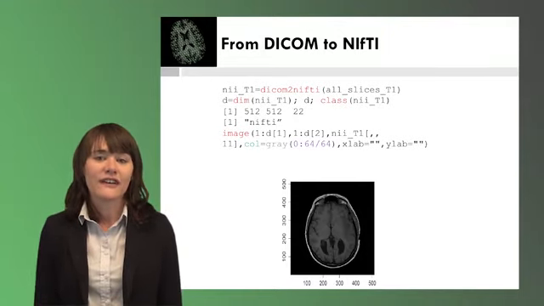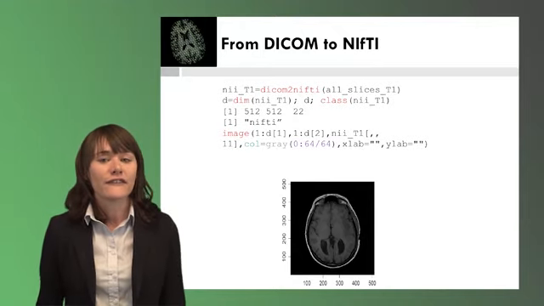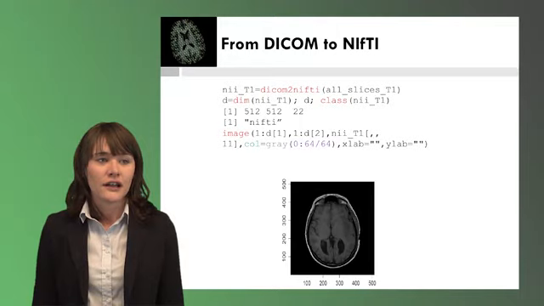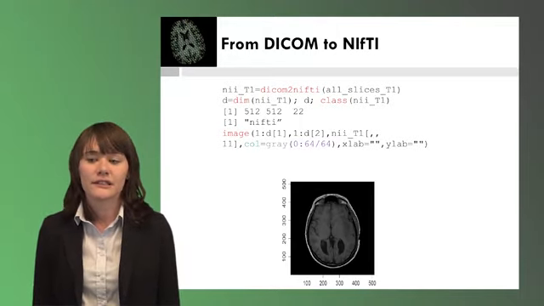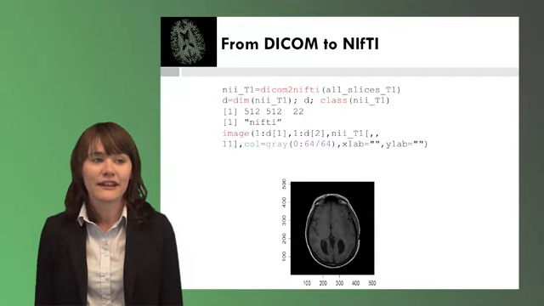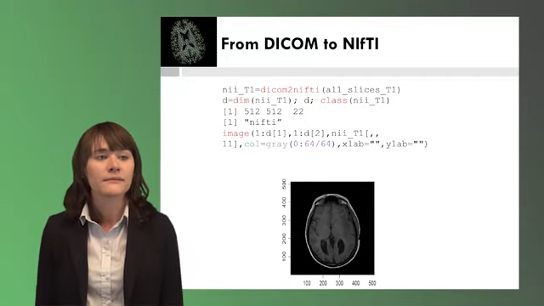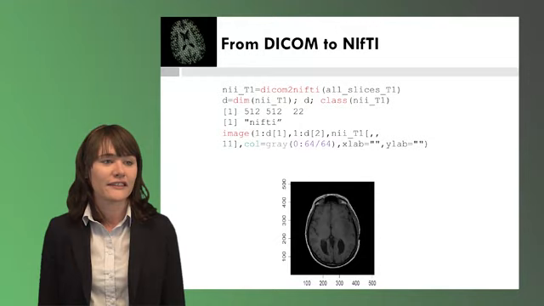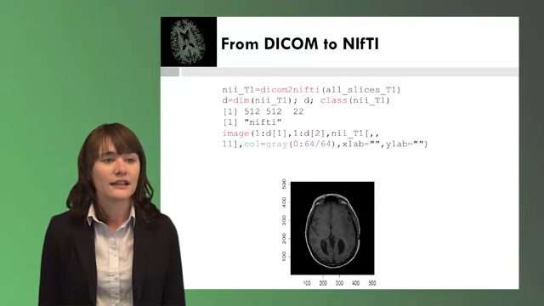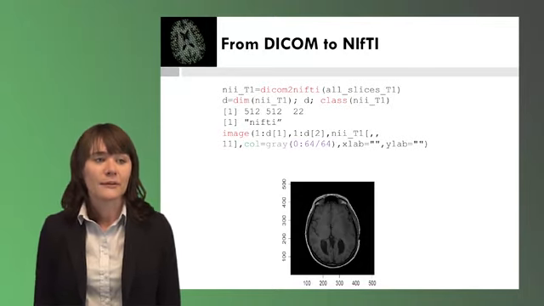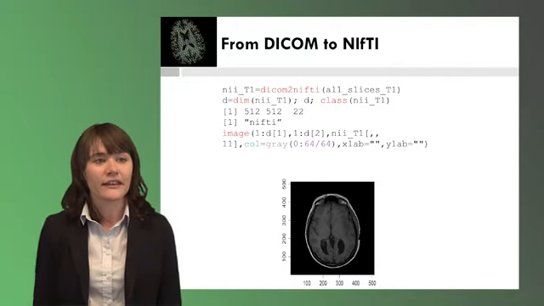If we look at the dimension of nii_T1, we see that this is 512 by 512 by 22. So now we have 22 slices together for our image. And then if we look at the class of this object, before we had lists, but now we have something of class nifti. And if we go ahead and plot this, it looks the same as it did last time. But here we're plotting the 11th slice of our array. So you see we have nii_T1, and then we bracket, comma, comma, 11, which picks out the 11th slice.